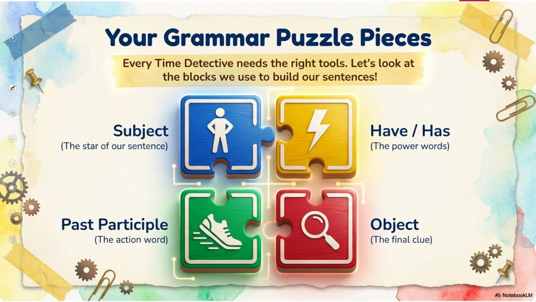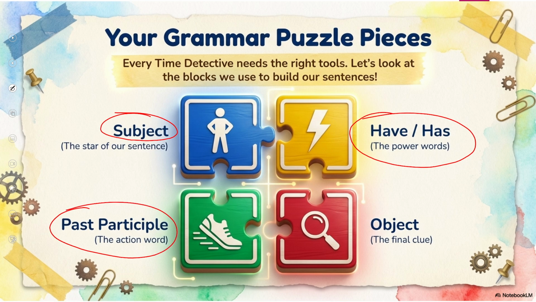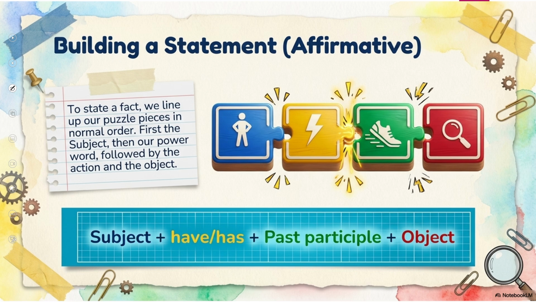Let's see what formula we have to make this sentence. First, we have to use subject, the doer of the action. Then we have auxiliary verb, has, have, and past participle, that is third form of verb. And lastly, we have object. When we combine these puzzle pieces, we make an affirmative tense of present perfect.